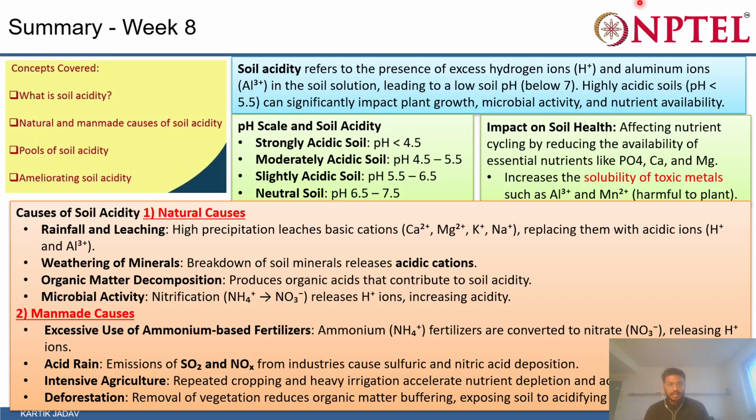ameliorating soil acidity. So soil acidity basically refers to the process of excess hydrogen ions and aluminum ions in the soil solution that leads to low soil pH, generally below 7, and highly acidic soils have pH less than 5.5. It can significantly impact plant growth, microbial activity, and nutrient availability, because you know that acidic conditions have a higher presence of hydrogen ions and aluminum ions.